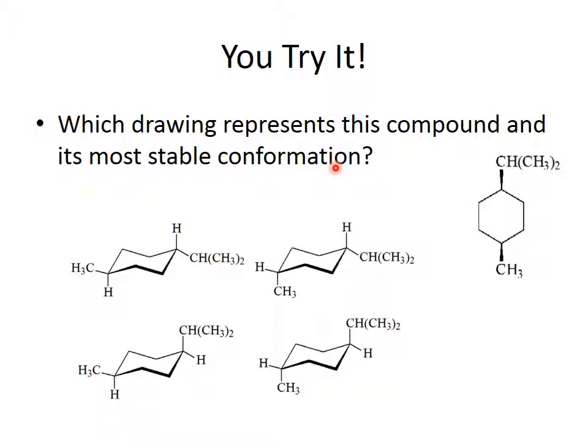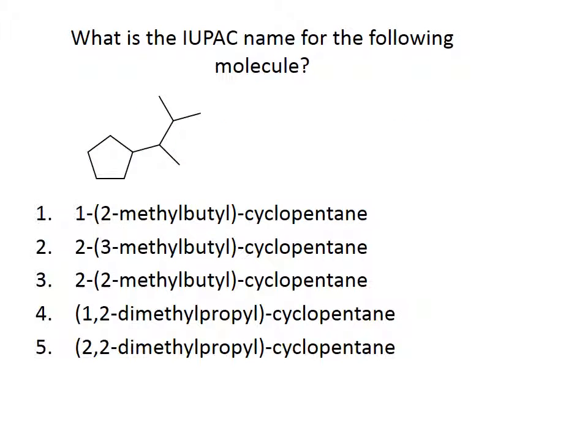If I look, both of these are equatorial, and you might say this is most stable, but it is not this structure here. These are cis-trans isomers. This is cis, and that is trans. So this is not that compound. This one right here, which has the isopropyl equatorial.